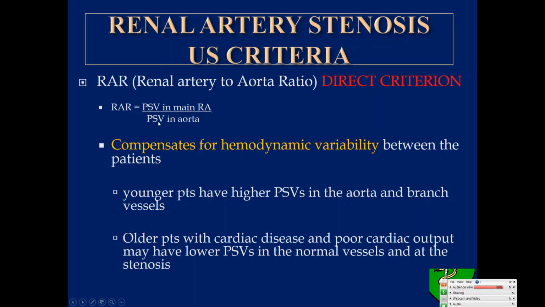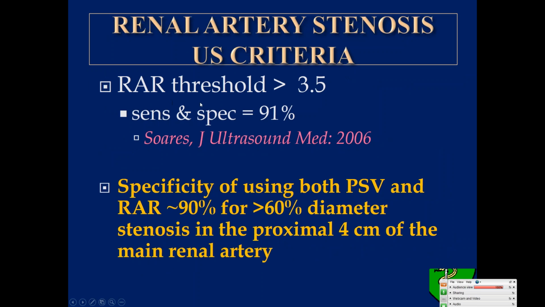However, the ratio will help us to define if these patients truly have renal artery stenosis, even though peak systolic velocity may not meet the criteria for stenosis. So we found that a renal to aortic ratio, when it's greater than 3.5, works the best with a very good sensitivity and specificity of over 90%.